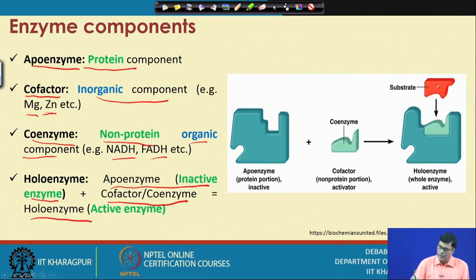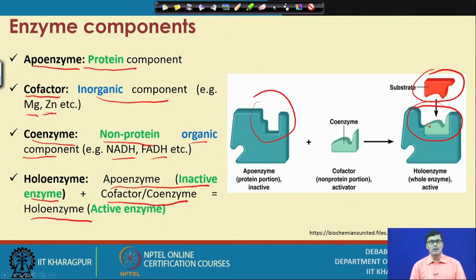This can be represented pictorially like this. If you look at the configuration of the substrate, it does not have much resemblance with the configuration of the active site. As soon as your coenzyme sits here, you can find it has a resemblance with the substrate. The substrate can sit at the active site and give the product. This is how apoenzyme is activated.